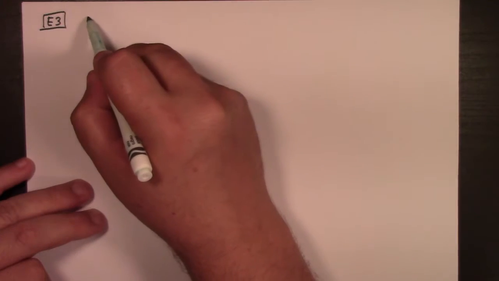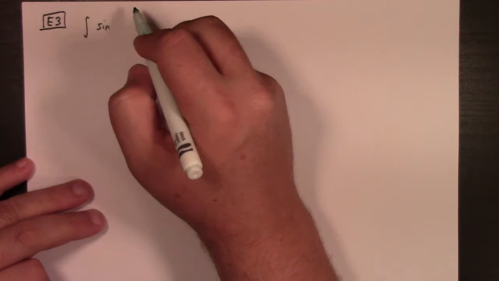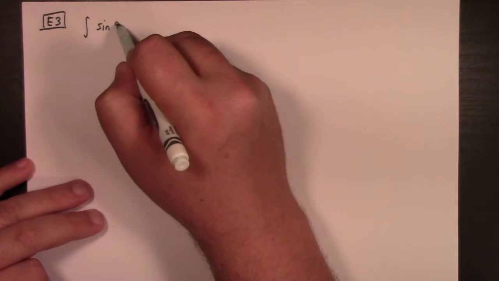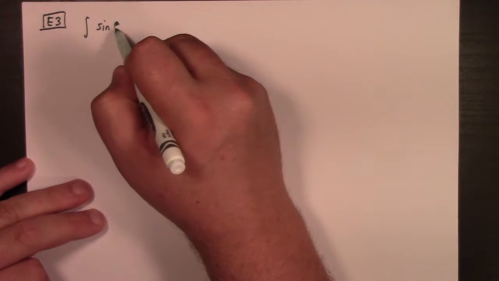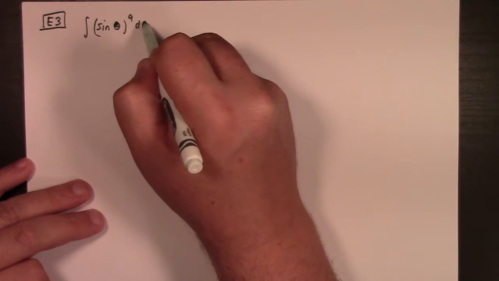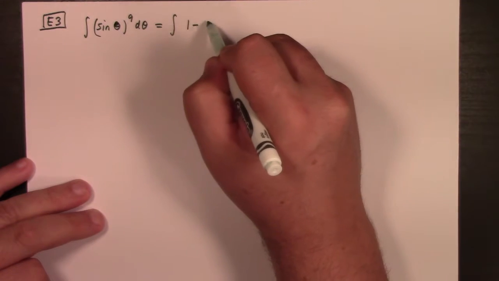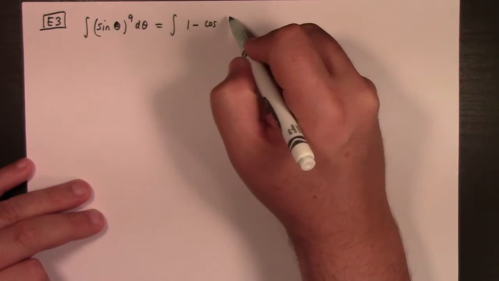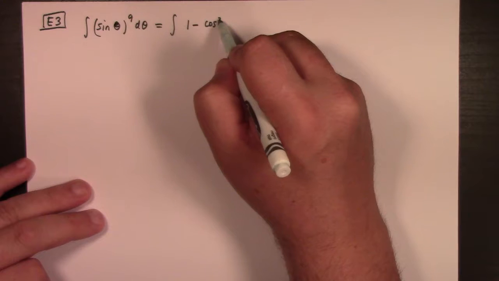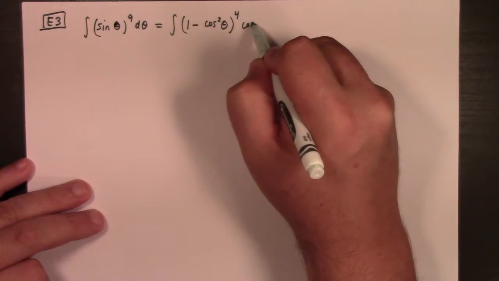Suppose we want to integrate, I don't know, sine to the ninth power. Well, I'll write it this way: sine theta to the ninth power d theta. All right, so that's really the integral of 1 minus cosine squared theta to the fourth power times sine theta d theta, right?